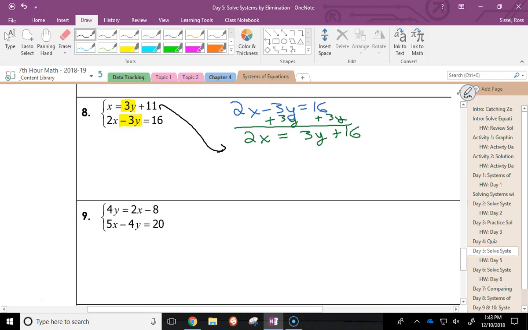Focusing. Let's not get off task. And I can still have this, and then we can solve it.